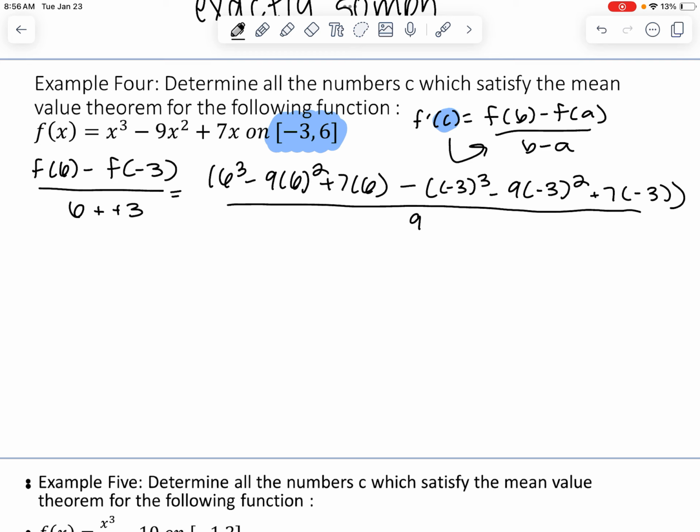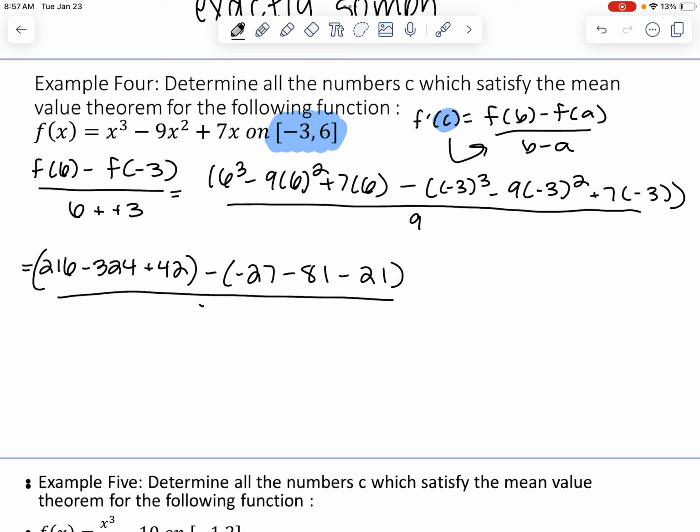Then I will have 216 minus 9 times 36, which is 324. I did this earlier, so I didn't just know how to do that in my head. 7 times 6 is 42. Minus -3 cubed is -27. 9 times 9 is 81. 7 times -3 is -21. Again, all over 9. Just plug these in your calculator.